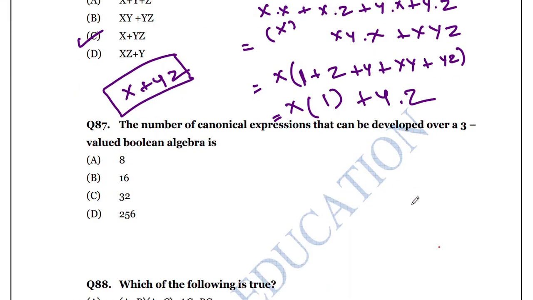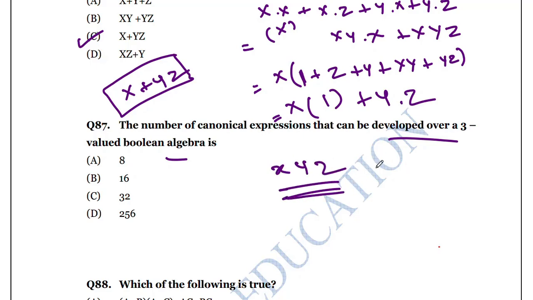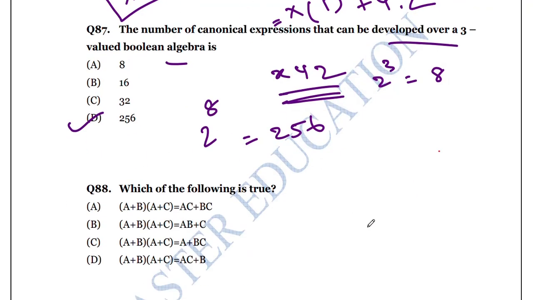The next question is the number of canonical expressions that can be developed over a 3-valued Boolean algebra. 3-valued Boolean algebra means x, y, z. So if there are 3 variables, how many can you represent? 2 power 3 equal to 8. So if there are 8 things that can be represented, the canonical expressions are 2 to the power of 8, that is 256, which is available in option D.